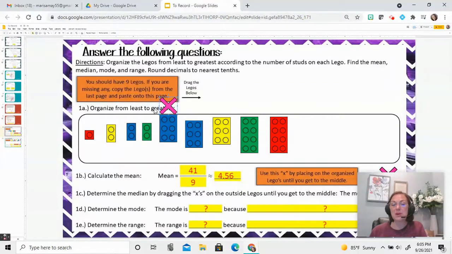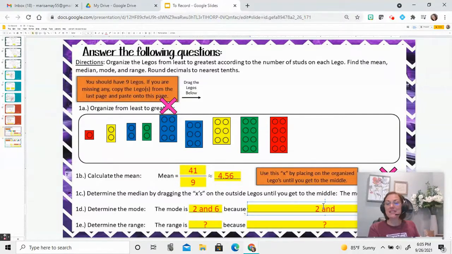Next, let's find the mode. Now remember, the mode is the number of studs that happens the most often. So I've got 3 Legos that have 2 studs. I've got 3 Legos that have 6 studs. So I'm actually going to have 2 modes here. So my mode is 2 and 6 because 2 and 6 both occur 3 times.